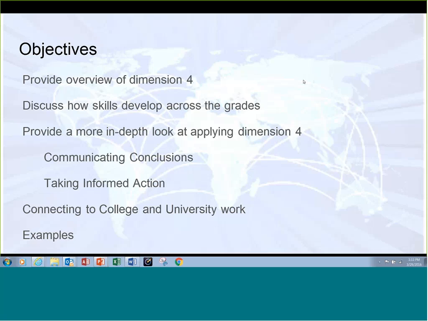We're also going to talk about how skills develop across the grades, looking at the C3 document. Our third objective is to provide a more in-depth look at applying Dimension 4, especially across the content strands, history, geography, economics, and civics, and especially in civics. In that case, the two parts of Dimension 4, communicating conclusions and taking informed action, will be evident. One of our last two objectives will be connecting to college and university work, and we'll have a review of this by John Tully. And then finally, we'll conclude with some examples of ways that students can apply this dimension in the classroom.